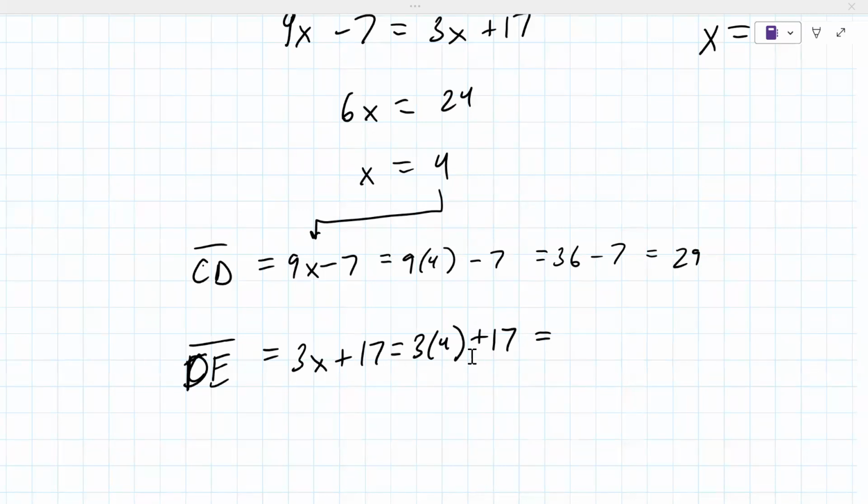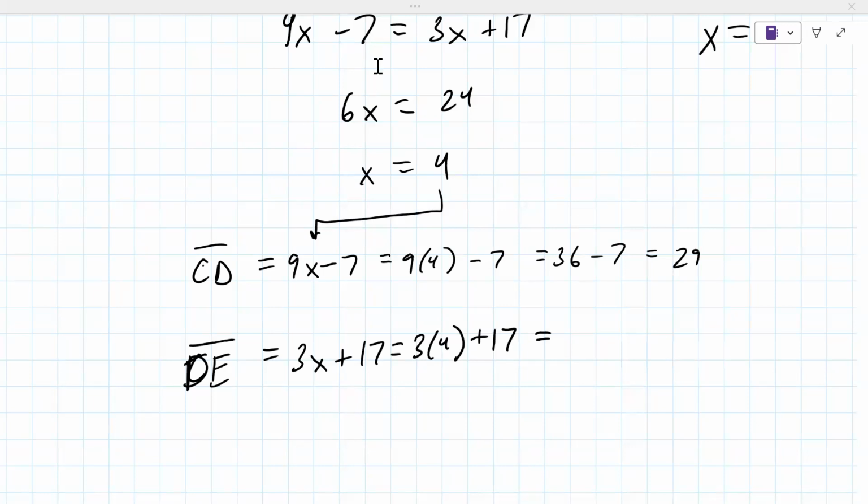Do you understand what I'm asking you to do? Kind of. Okay, what did you do in this previous line to get 36? Well, I put it in my calculator. I just put 9, parentheses 4, and minus 7. All right, so why not do the same thing here? 3 parentheses 4 plus 17.